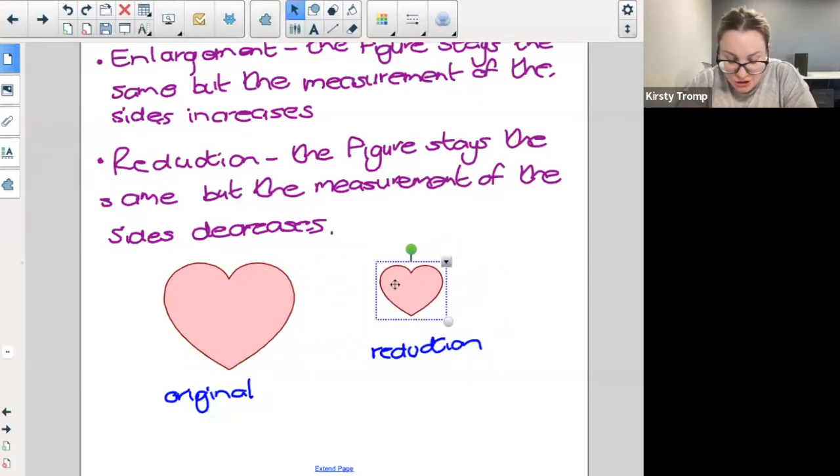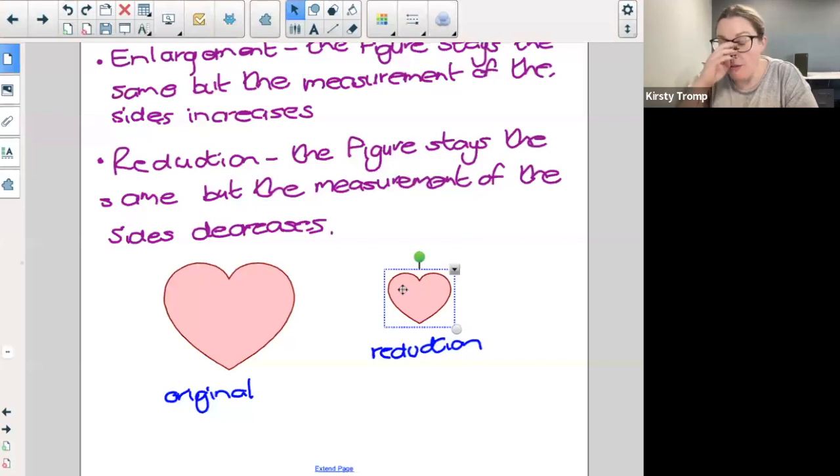What has changed? The shape of the figure has not changed. What has changed is the actual measurement of the sides.